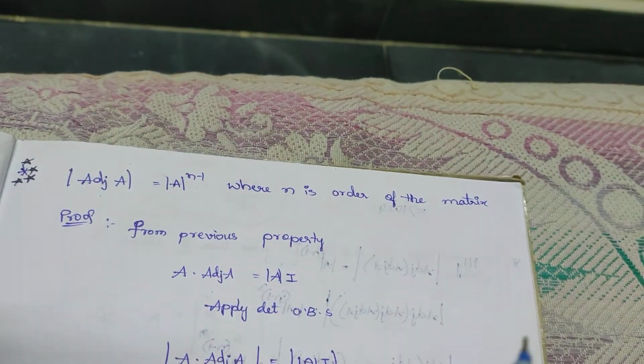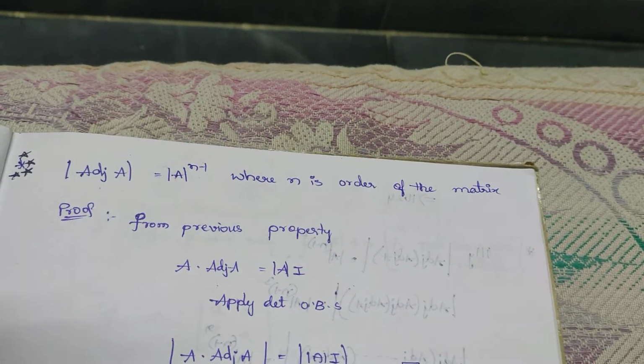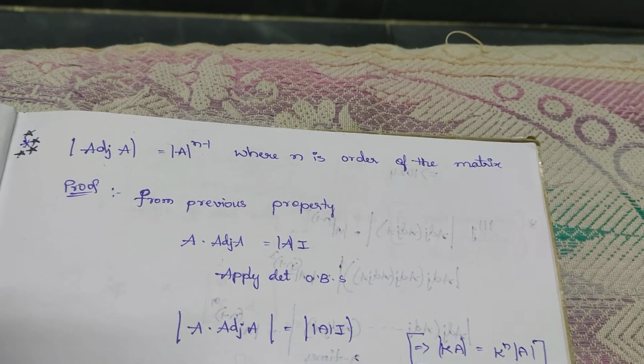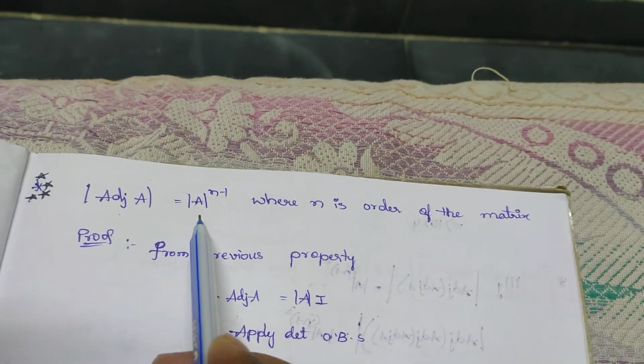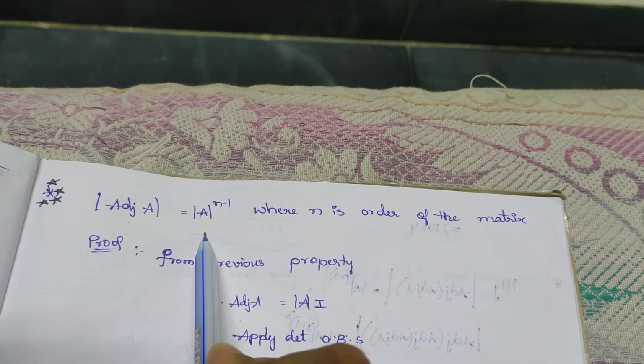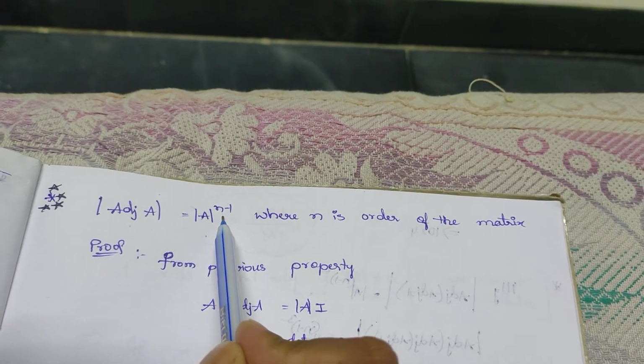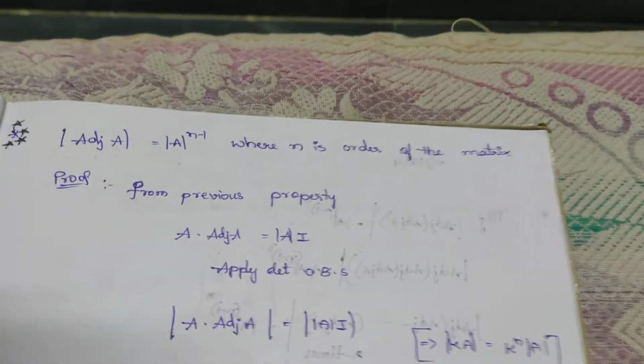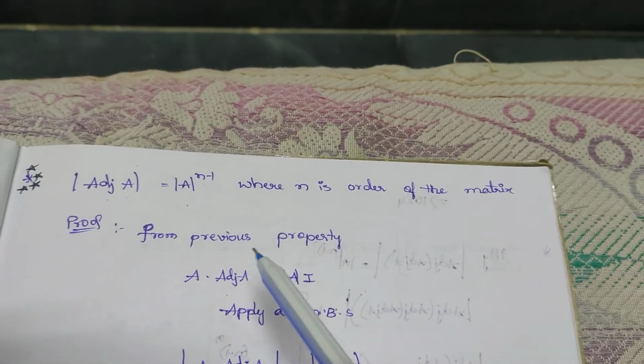Adjoint of A means what? Transposition of the cofactor matrix. So we have to find the cofactors and go for transposition. So that is a lengthy method. Instead of that, find det A, take a power n minus 1. That gives the determinant of adjoint of A. Proof of this one is, we know the previous property.